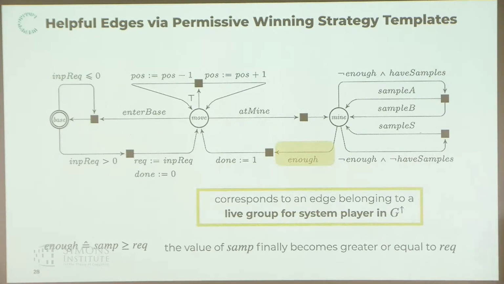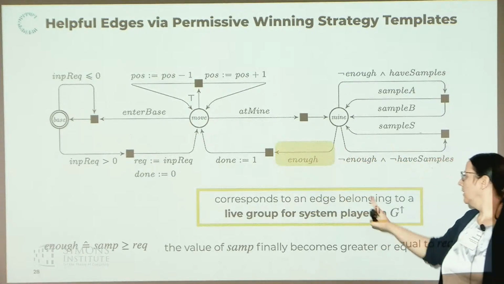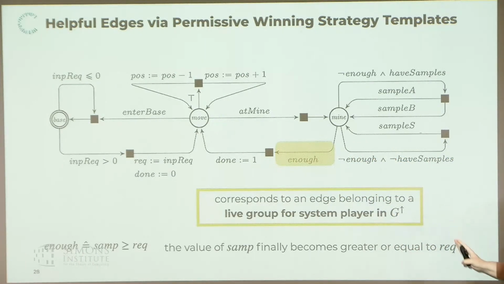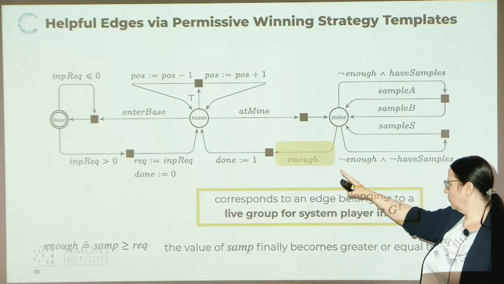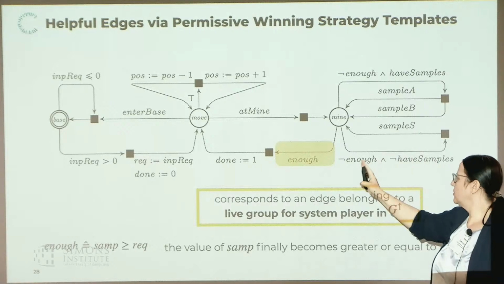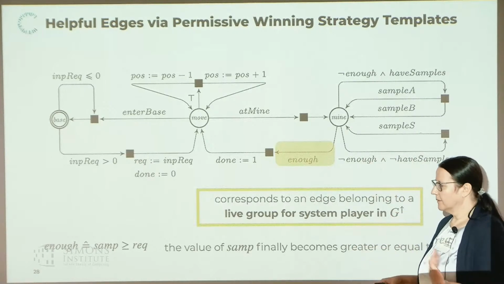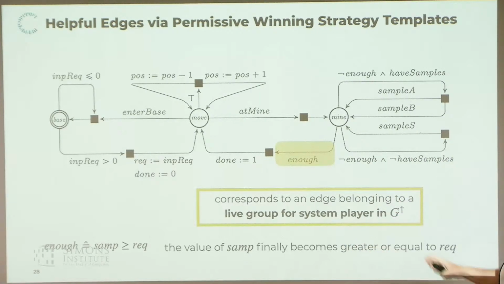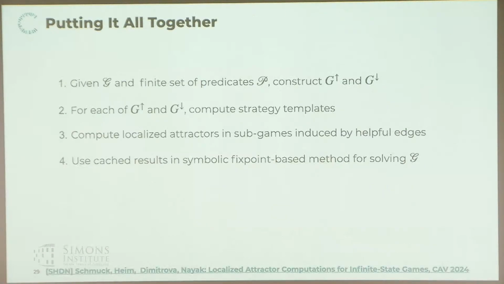And in our example, this transition here corresponds to an edge that belongs to a live group for the system player in the game where we over-approximate the system player. So essentially, in the abstract game, this corresponds to the transition where the value of the variable finally becomes greater or equal to the value of the request variable.